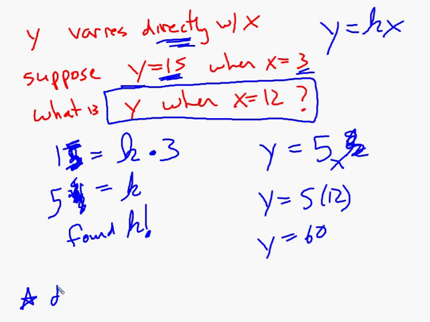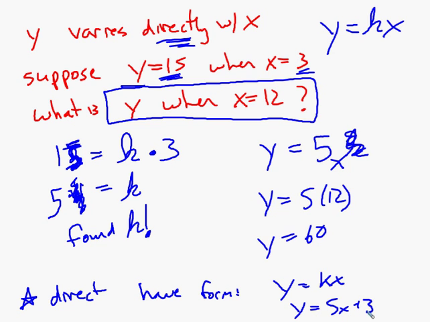Very important. All direct variations have the form y equals kx. If it looks anything different, then it is not a direct variation. So if I wrote y equals 5x plus 3, there's an extra 3 there, so not a direct variation.